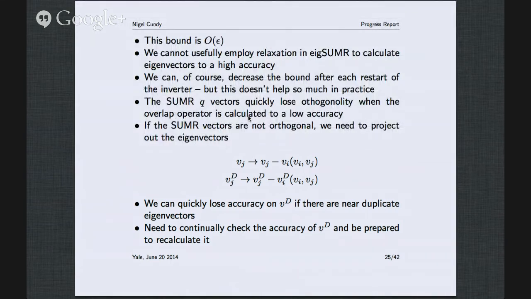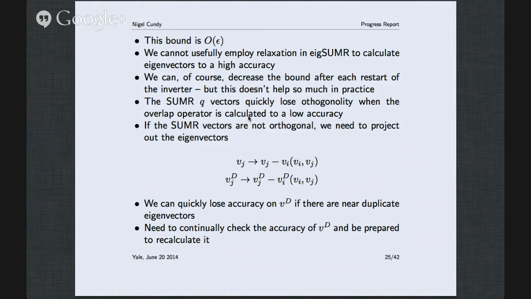This means that during the calculation of the eigenvectors, we can't relax the overlap operator. We can, of course, start by trying to calculate some eigenvectors to a low accuracy, and then gradually recalculate them. That doesn't tend to help much in practice. The eigenvectors converge at different rates, and the eigenvectors closest to zero tend to converge rather quickly, while the other ones are fairly slow.